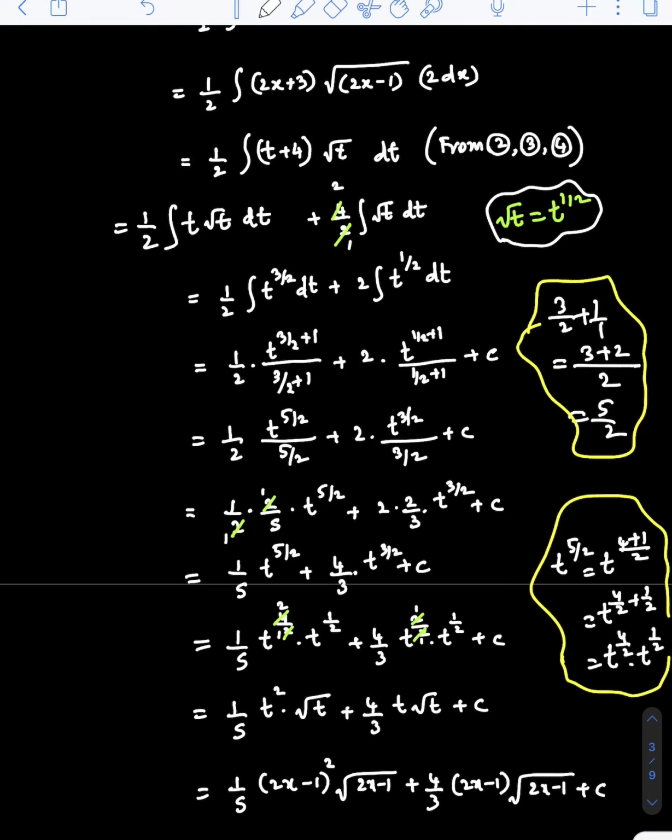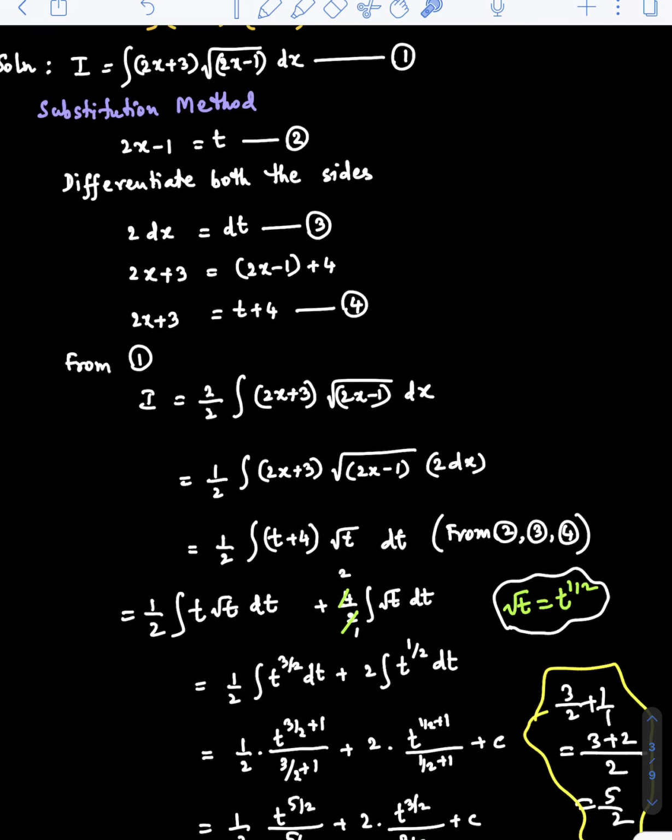You have to be very keen in observing. That is, t power 5 by 2 is nothing but 5 is 4 plus 1. Split it. 4 by 2, and half. And cancel. So t square into t power half. T power half is nothing but root t. So t square root t. Here also 3 by 2 is written as 2 plus 1 by 2, that is 2 by 2 plus half. So t root t here.